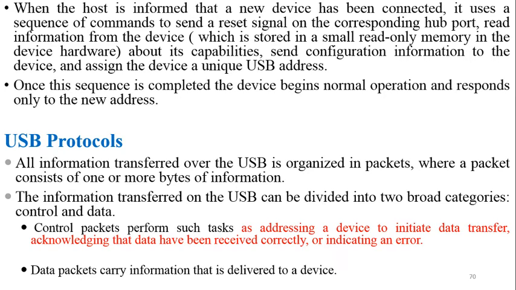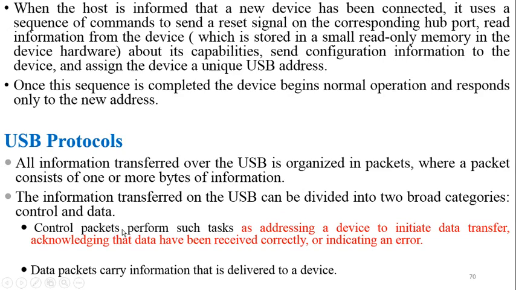Next is about the various USB protocols. All information transferred over the USB is organized in packets, where a packet consists of one or more bytes of information. Here it follows a packet format for transferring data, and we have different types of packets, and packets contain a small number of bytes. The information transferred on the USB can be divided into two broad categories, control and data. That means some USB packets are used for transferring control information, and some other format is used for transferring data information.